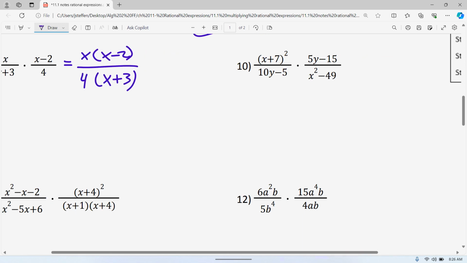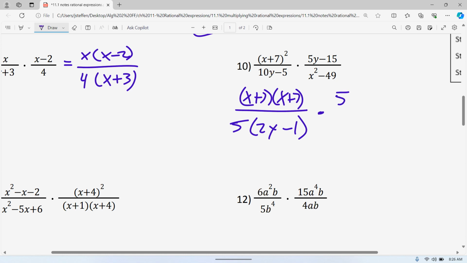Number 10, again, first step is to factor everything you can. So x plus 7 squared, I'm going to make x plus 7 times x plus 7. That denominator, I can factor out a 5. So I have 5, and that means I have 2y minus 1. The next numerator, I can factor out a 5. That leaves y minus 3. And x squared minus 49 is a difference of squares. So I have x plus 7, x minus 7.